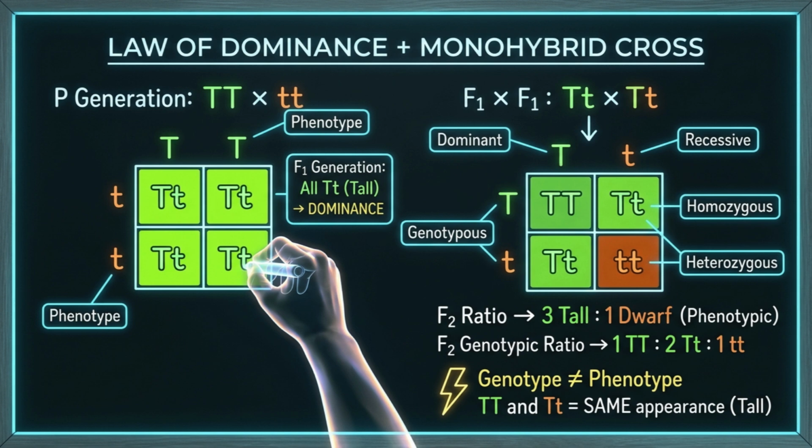Now, when F1 plants self-pollinate, Tt crosses Tt, the F2 ratio gives us 3 tall to 1 dwarf. This is the phenotypic ratio. The genotypic ratio is 1 TT to 2 Tt to 1 small tt. This is Mendel's first law of dominance. One allele dominates over the other. Remember, genotype TT and Tt look the same, but they are not the same.